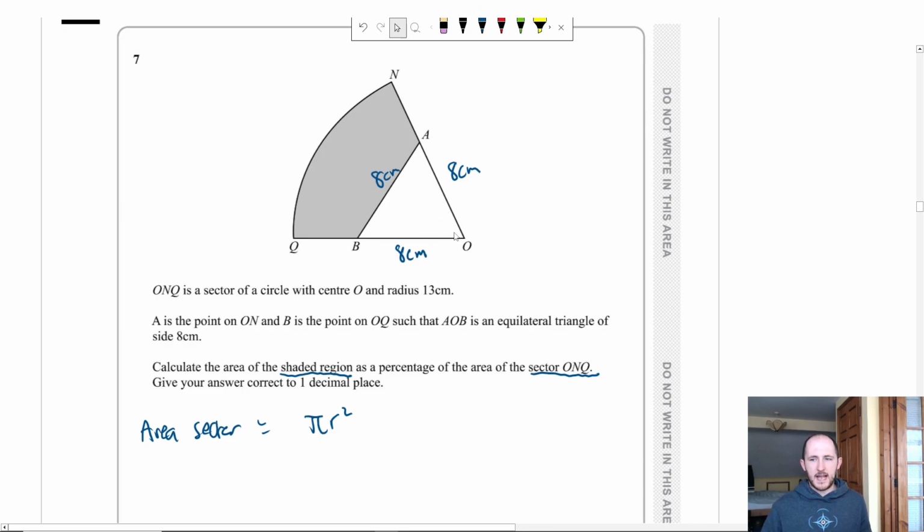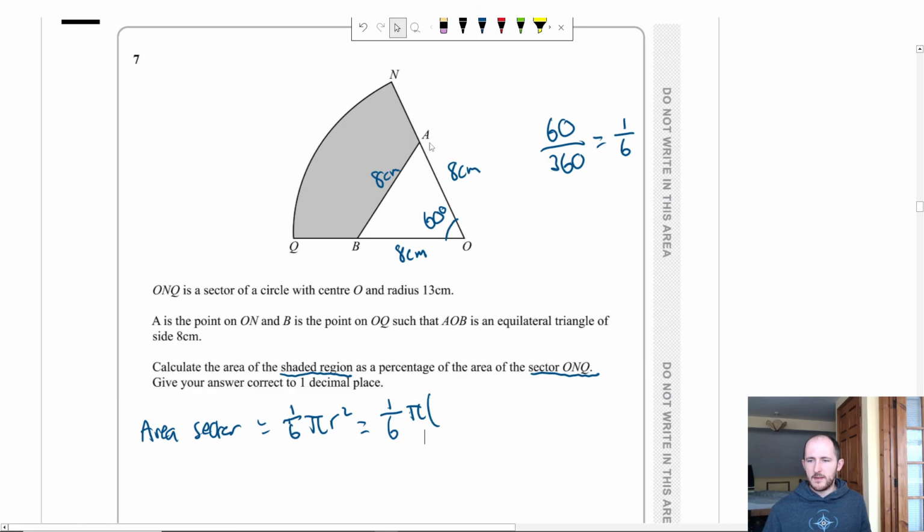Now, what is the angle in an equilateral triangle? They're all 60 degrees. So in other words, this fraction here is going to be 60 degrees out of 360, which if you put in a calculator is actually 1 over 6. So it's a sixth pi r squared. So we can sub that in right now.